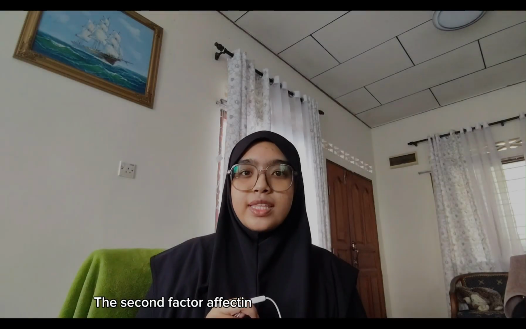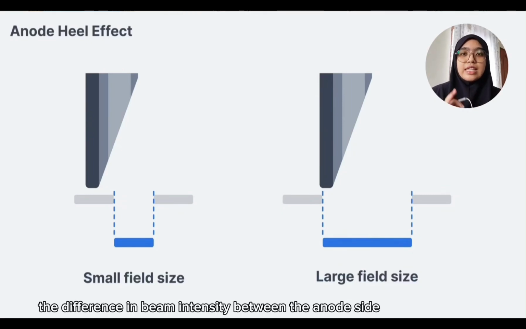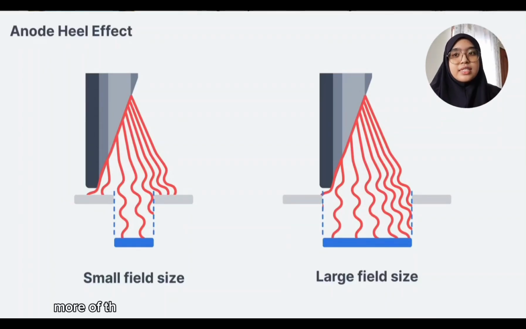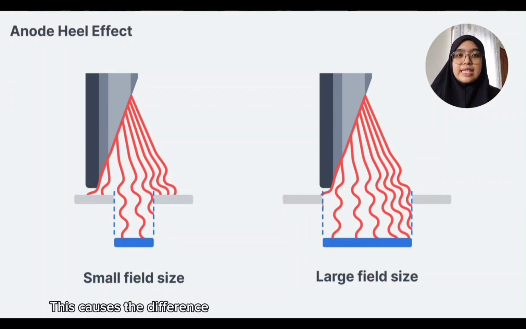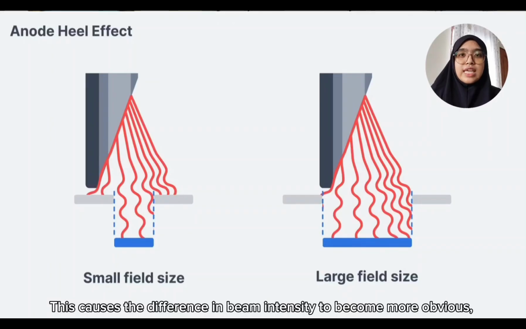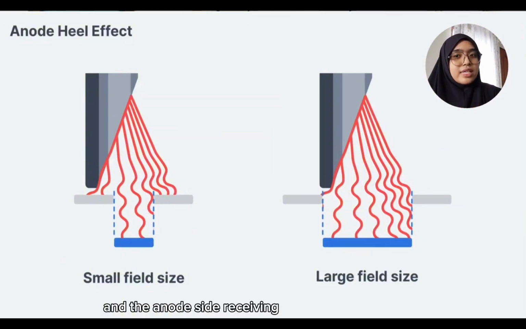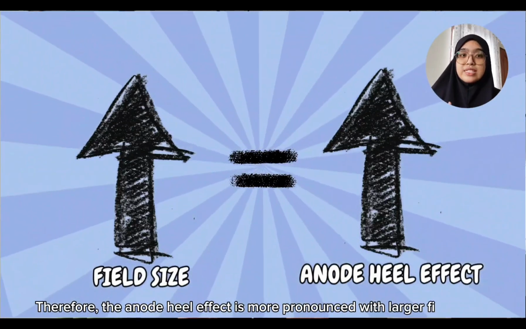The second factor affecting the anode heel effect is the field size. When a small field size is used, the difference in beam intensity between the anode side and cathode side is minimal and may not be noticeable. However, when a large field size is selected, more of the anode and cathode sides are included in the X-ray beam. So, this causes the difference in beam intensity to become more obvious, with the cathode side receiving a higher intensity beam and the anode side receiving a lower intensity beam. Therefore, the anode heel effect is more pronounced with larger field sizes.